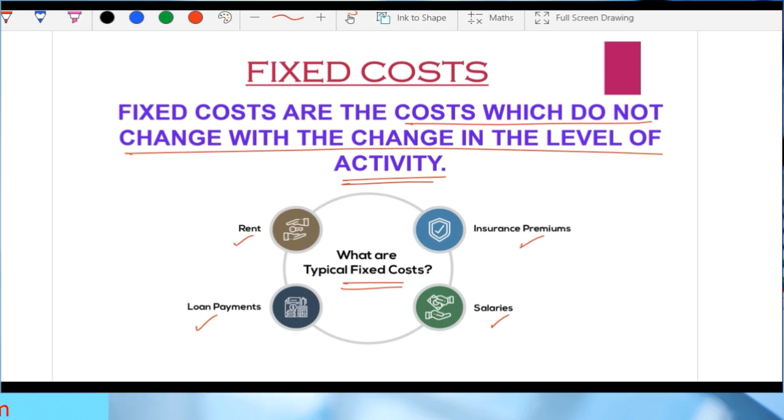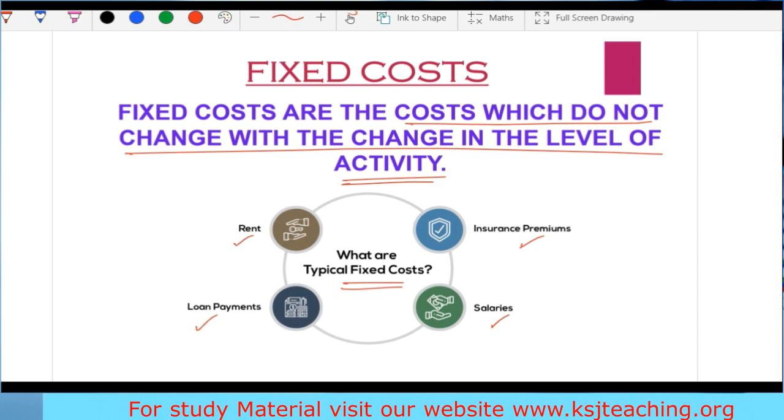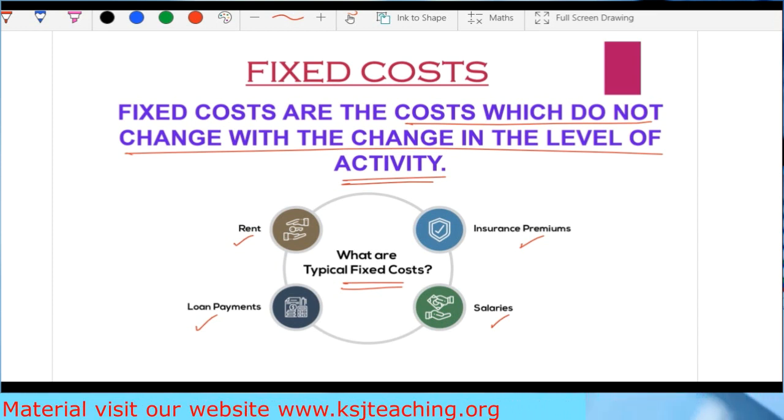Okay. Similarly, the insurance premium. So these are a few examples of the fixed cost. Okay. There can be many other things like that. Depreciation is one thing, if it is on the basis of time, obviously. Okay, so this is the fixed cost.